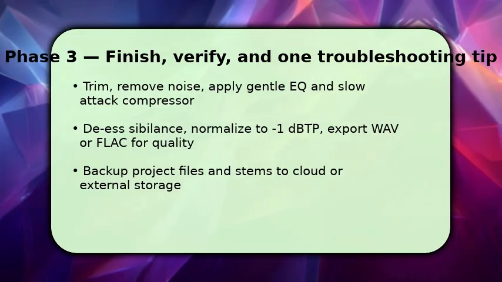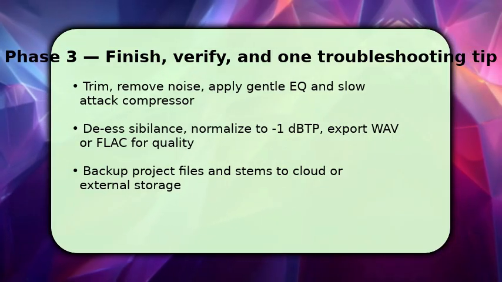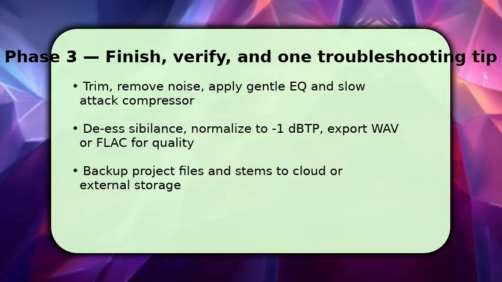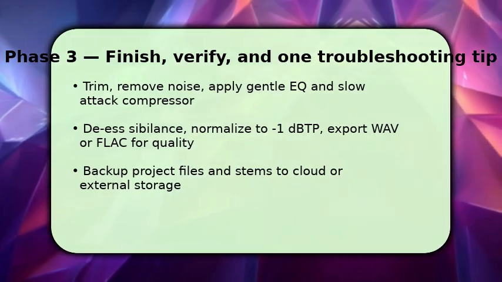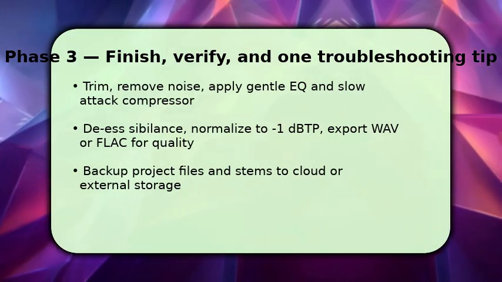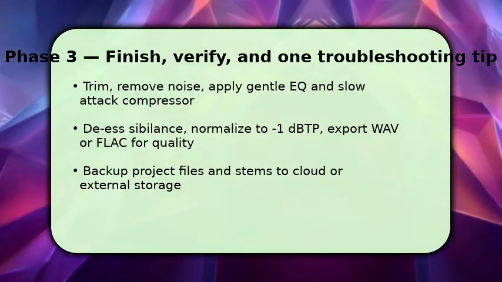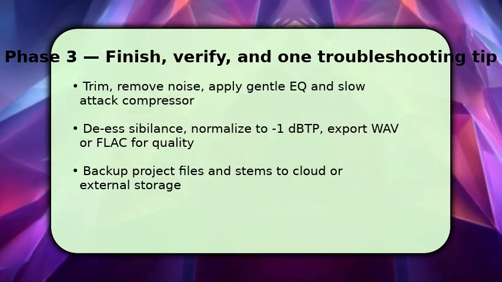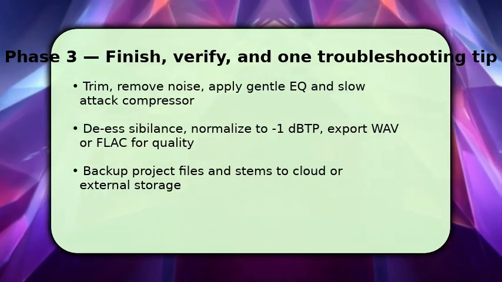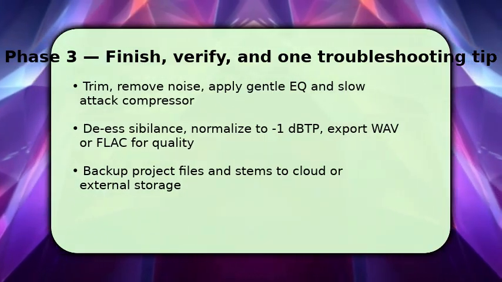Compress lightly to glue dynamics and de-ess. Normalize to -1 dB true peak and export WAV or FLAC for best fidelity. If you encounter latency or clipping, reduce buffer size, lower gain at source, or record a second take slightly quieter to preserve peaks.